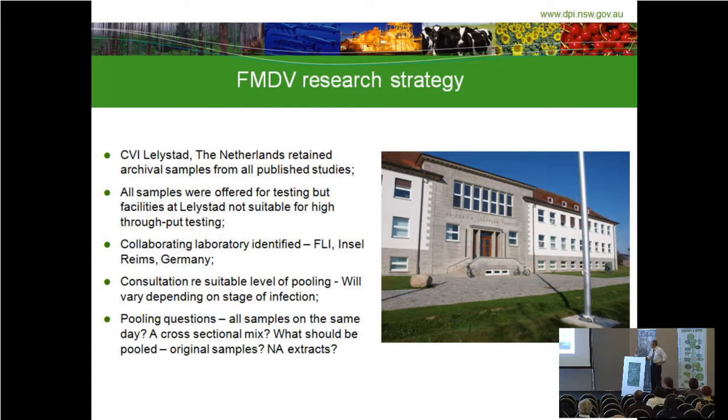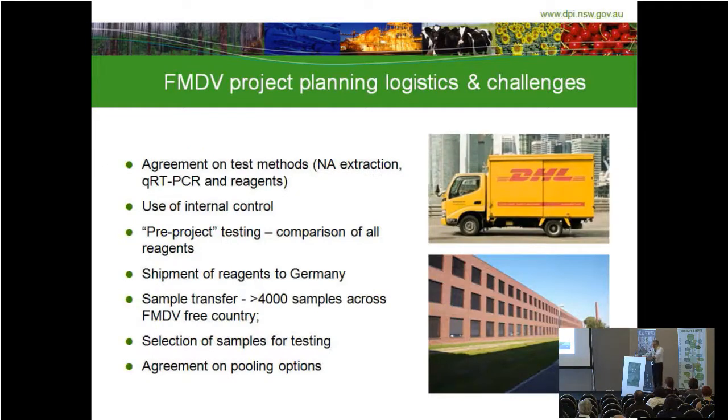And so after this, we went through a fairly detailed planning exercise, as you can imagine. The German regulations are very strict on not changing any methods, and so we said we need to try and simulate what we would do in a routine diagnostic lab, use an internal control. We compared reagents and so on, and we managed to get these 4,000 samples shipped across from the Netherlands to FLI. And of course, they only took 4 days instead of about a day. And so Bernd was a little bit anxious for a few days.